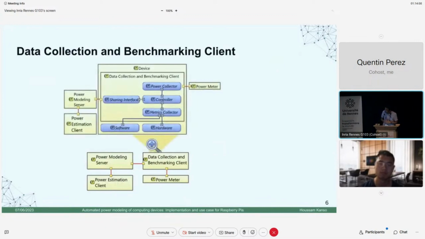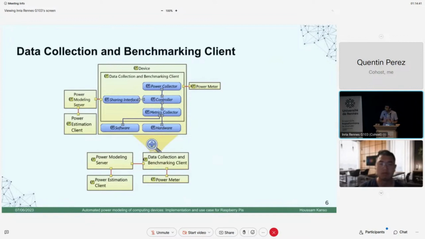If we take a deeper look at the data collection and benchmarking client, we have a few components in it. First, we have the power collector that collects the power consumption from the physical watt meter. We also have the metrics collector that collects data from the software and the hardware of the device. So it collects information about the device and information about the software. For example, how much CPU are we using?